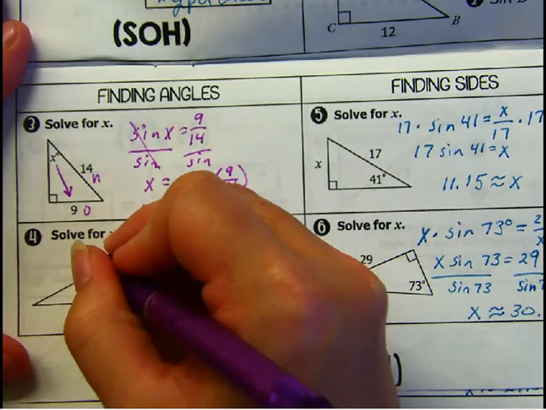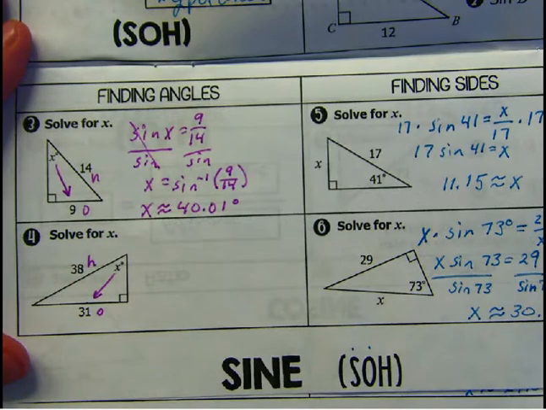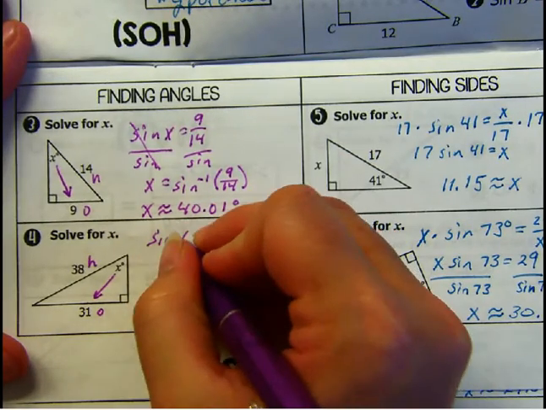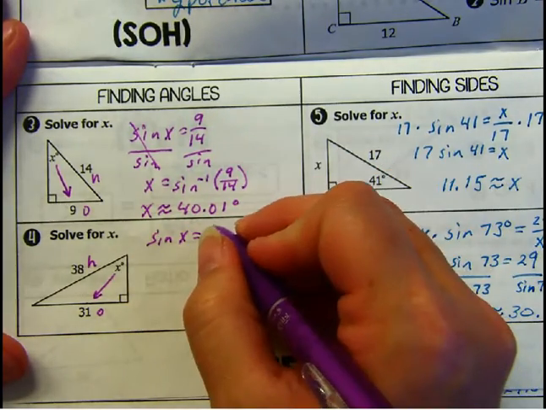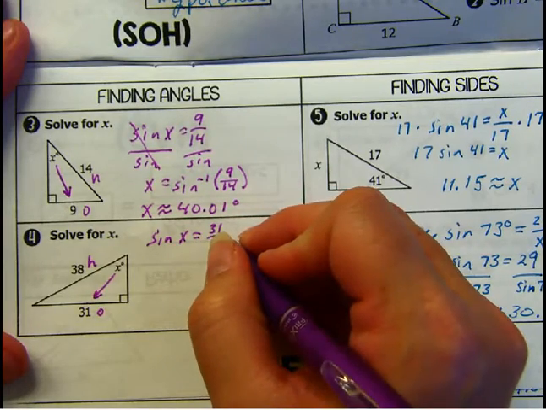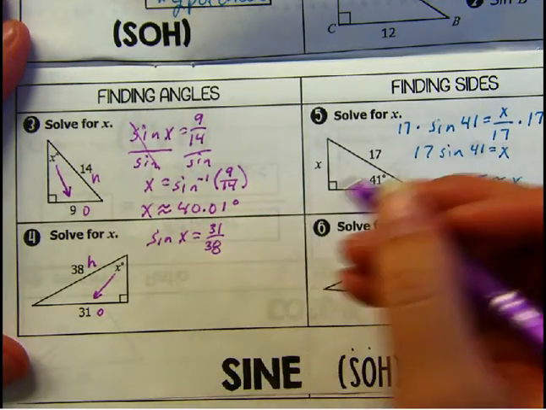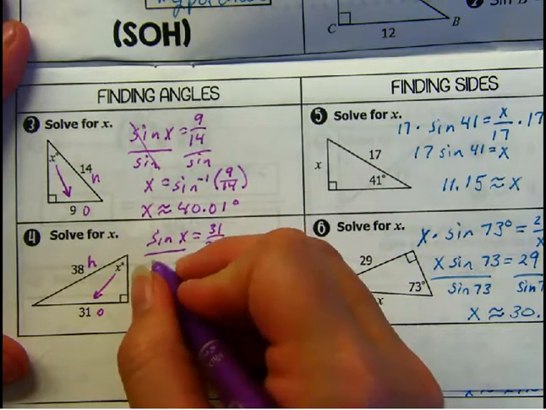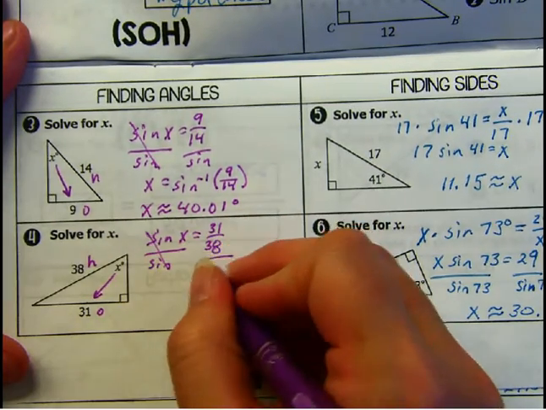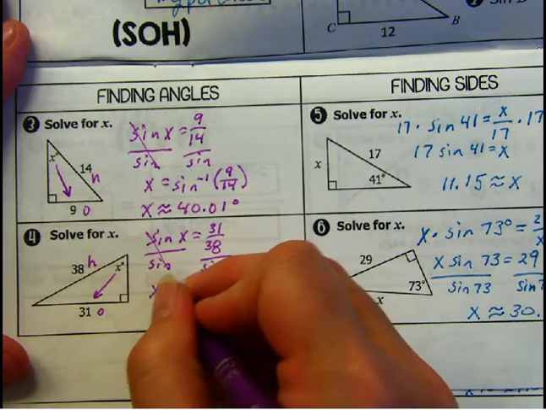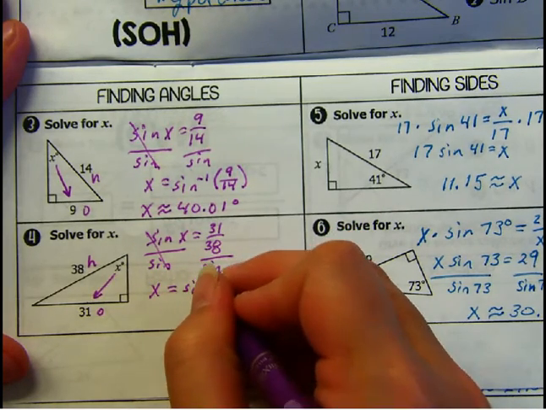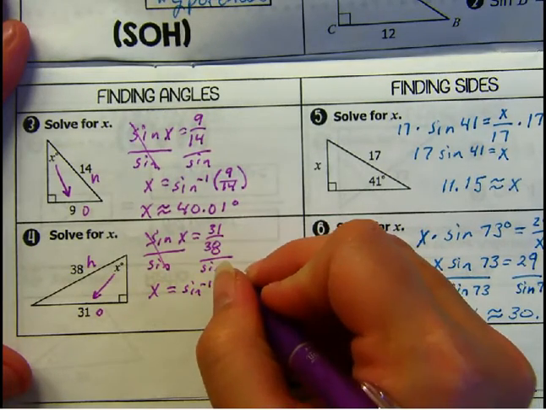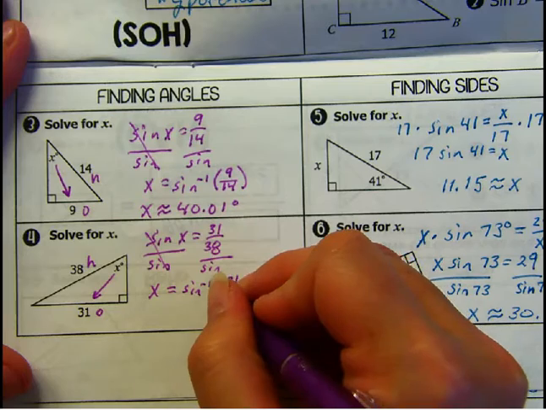Okay. All right, so for the next one here, number 4, again, we have the leg opposite as well as the hypotenuse. So looking at the angle x, we're going to say sine of x equals opposite, which is 31, over hypotenuse, which is 38. So in order to solve for x, we're dividing by sine on both sides. So we get x equals, we want sine to the -1, so we move it up to the top. And then in our parentheses, we want our fraction, which is 31 over 38.